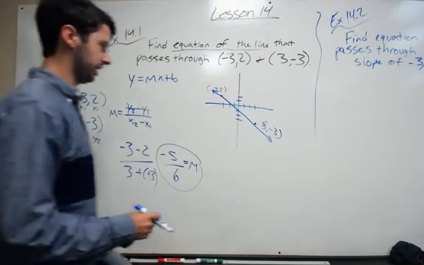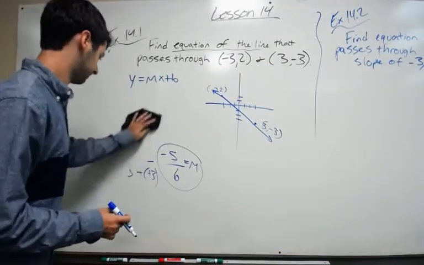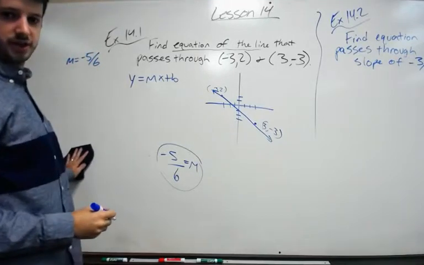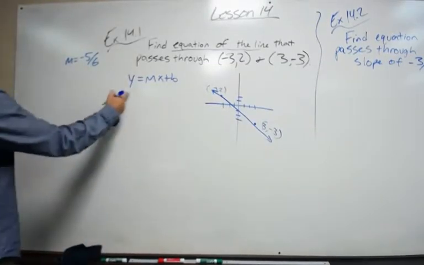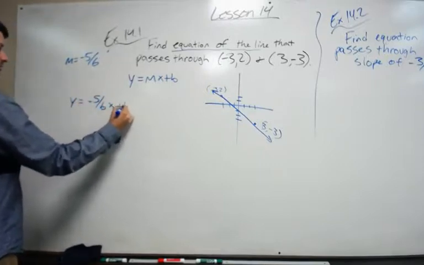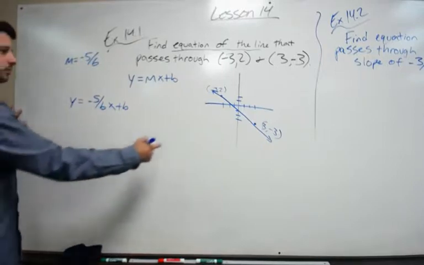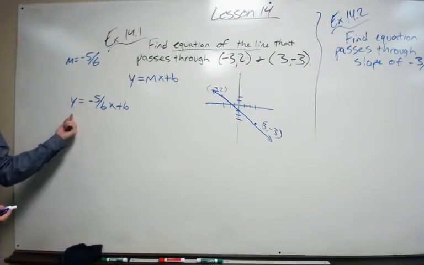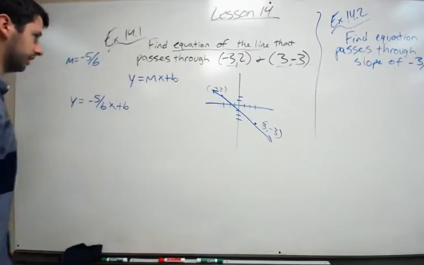So what we can do now, I'm going to go ahead and erase all this and write our slope up here. Slope is -5/6. So now, in this equation, we have y equals -5/6 x plus b. That's where we're at now. But we do have the two coordinates, and those represent an x and a y coordinate that is on the line. So we can plug in either of these two coordinates, -3, 2, or 3, -3.